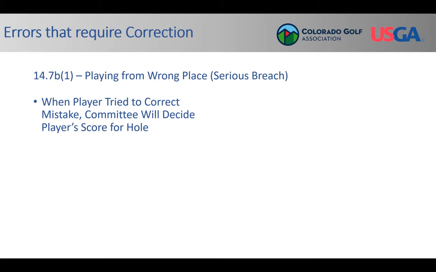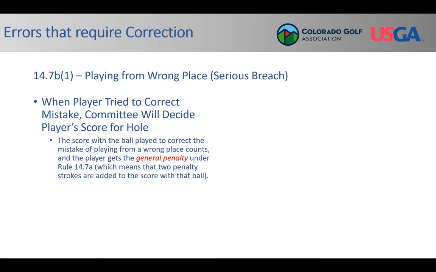So if we think it's a serious breach, and we have now played a second golf ball to try and correct that mistake, and we have reported to the committee that we played a second golf ball to correct our mistake of playing from the wrong place, the committee is going to decide the player's score for the hole. If the score with the ball played to correct the mistake is the score that counts, the committee's going to decide that you did the right thing, you corrected it by playing from the right place, and you're just going to be stuck with one general penalty, the original general penalty you got from playing from the wrong place.